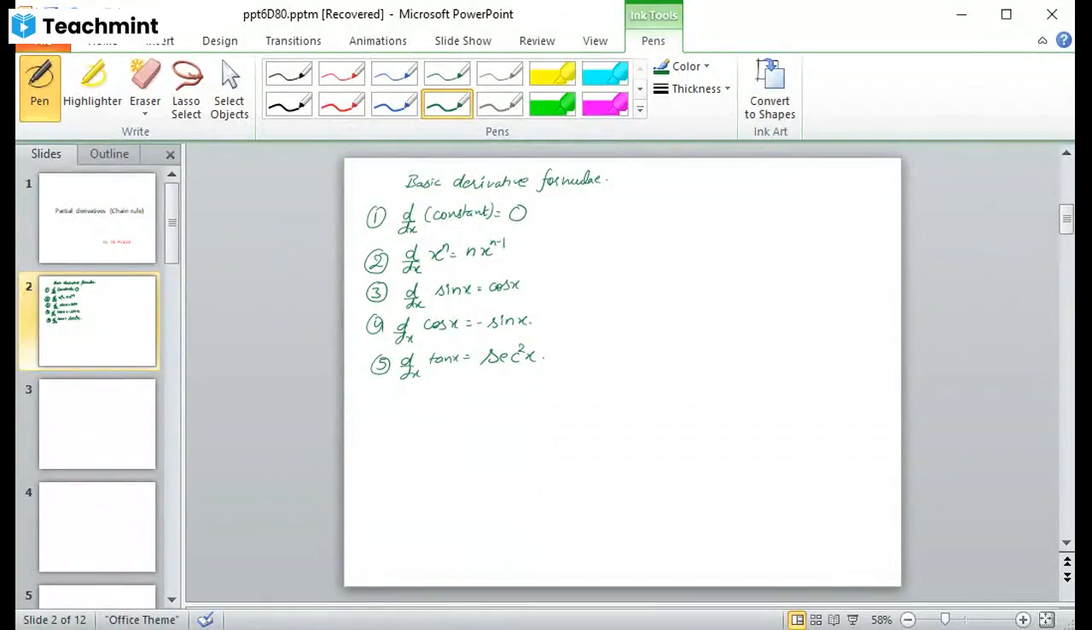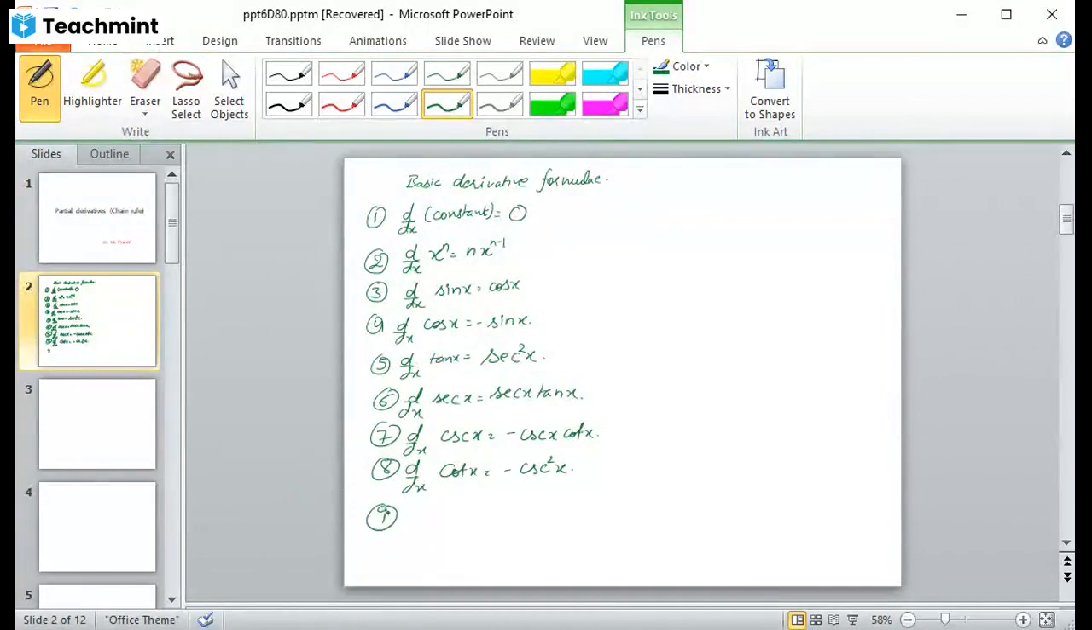Derivative of tan x is equal to secant square x, then the derivative of secant x is equal to secant x into tan x, derivative of cosecant x is equal to minus cosecant x into cot x, derivative of cot x is equal to minus cosecant square x.